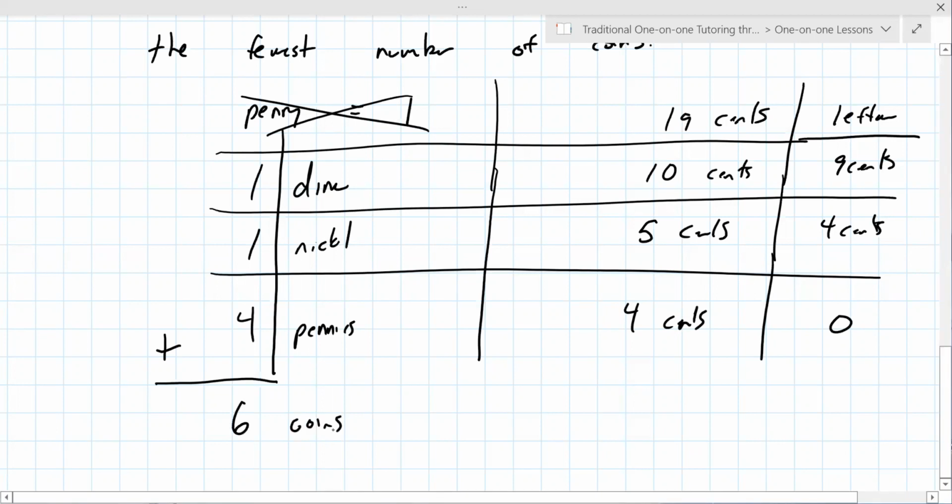Okay. Let's have you try one on your own. Do you have any questions before we get started on that one? I'm good. Okay. All right. Let's say you want the fewest number of coins to make 38 cents.